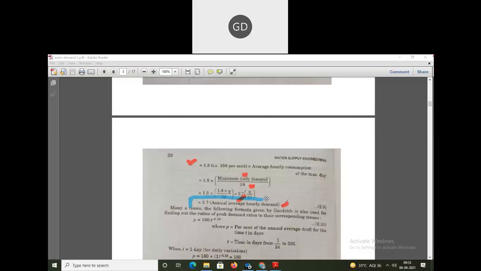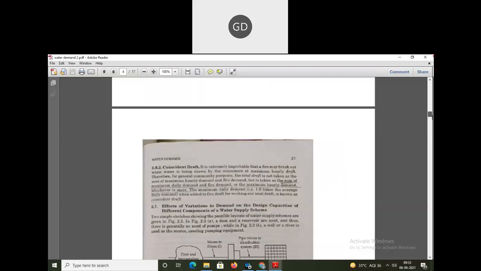2.7 into annual average hourly demand. It will be needed while you are doing numericals. Either you remember 1.5 into average hourly consumption, or you remember 2.7 multiplied by annual average hourly demand. So these two are the formulas for maximum daily consumption and maximum hourly consumption.